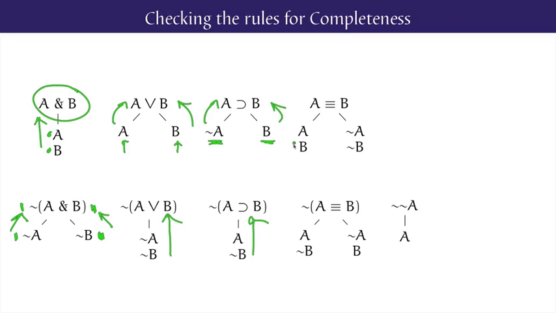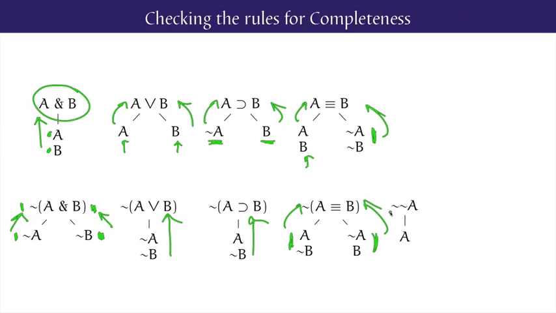For the biconditional, if I'm in the left branch here, that means that A and B are both true, which is one way for the biconditional to be true. And similarly, if A and B are both false, that's one way for the biconditional to be true. And finally, for the negated biconditional, if A and B have different truth values, one way for that to happen is for A to be true and B to be false, in which case the biconditional is false, or if A is false and B is true, that's one way for the biconditional to be false.